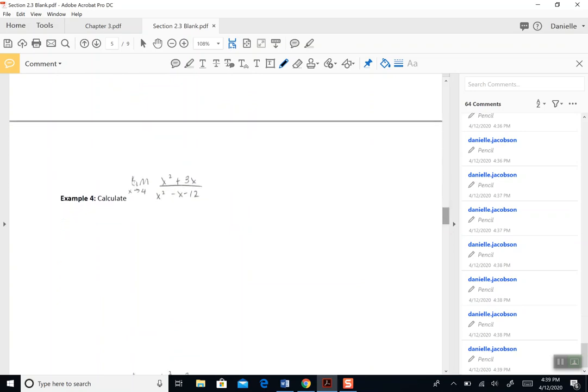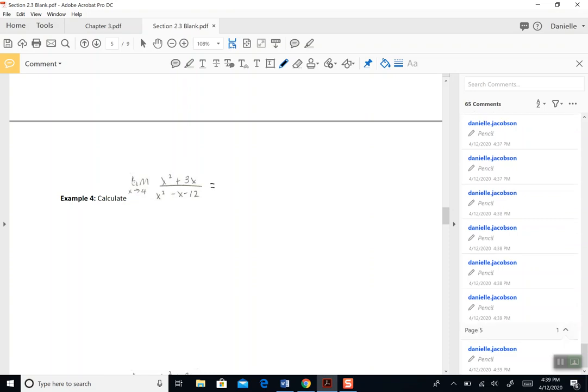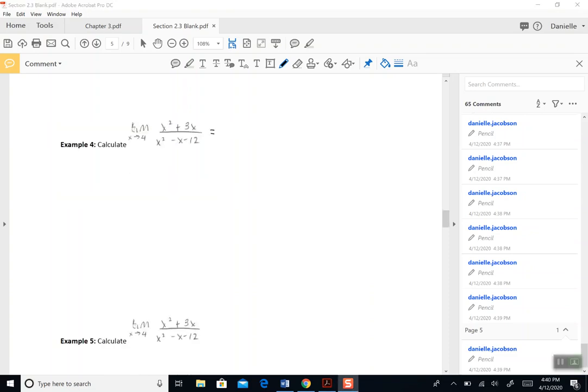Okay, let's see. For this one, we have the limit as x goes to 4 of x squared plus 3x over x squared minus x minus 12. All right, with this, I'm already seeing there's some factoring I can do, so I'm going to factor and see if we might be able to simplify. All right, and I'm actually going to make this a little simpler, and then we'll do a tougher one after this. So let's make this the limit as x goes to 3 of x squared plus 3x over x squared minus x minus 12.